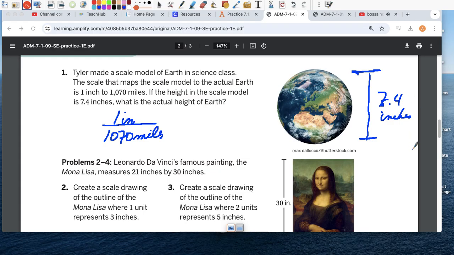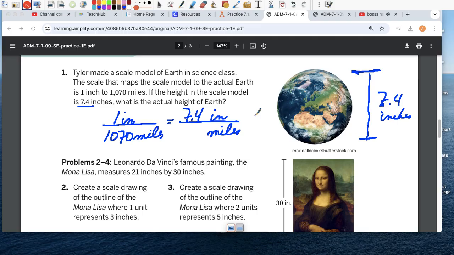So what's the height of our planet really? Well, using that scale, let's fill in the units on the other side. Inches on top, miles at the bottom. We want to find out what 7.4 represents, right? So we're going to find the equivalent ratio of 1 inch and 1,070 miles in terms of 7.4 inches.